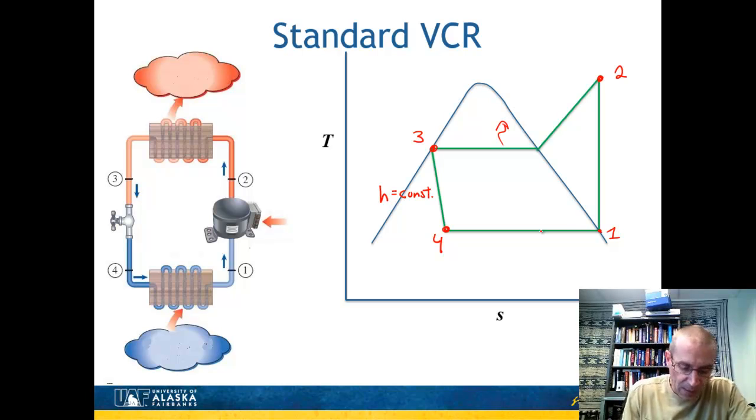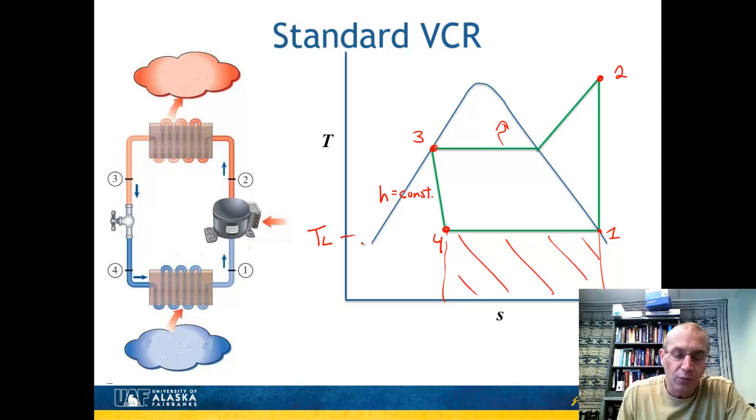A couple of things to point out. I remind you again, the cooling capacity is the area underneath the curve right here. And the other thing is this temperature, call it T sub L, is really dictated by what the lower pressure is. So the lower pressure in my cycle really determines how cold my freezer is.